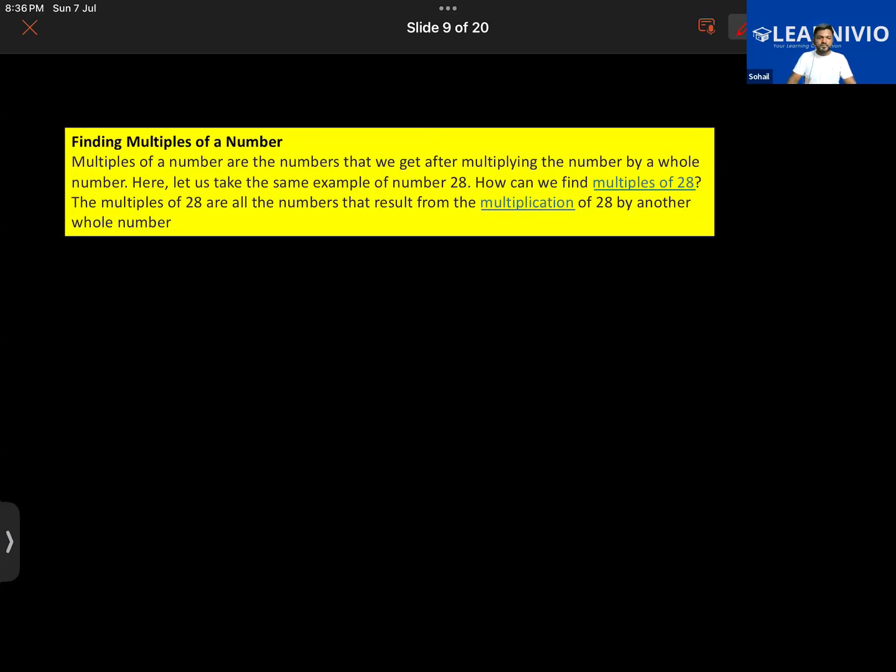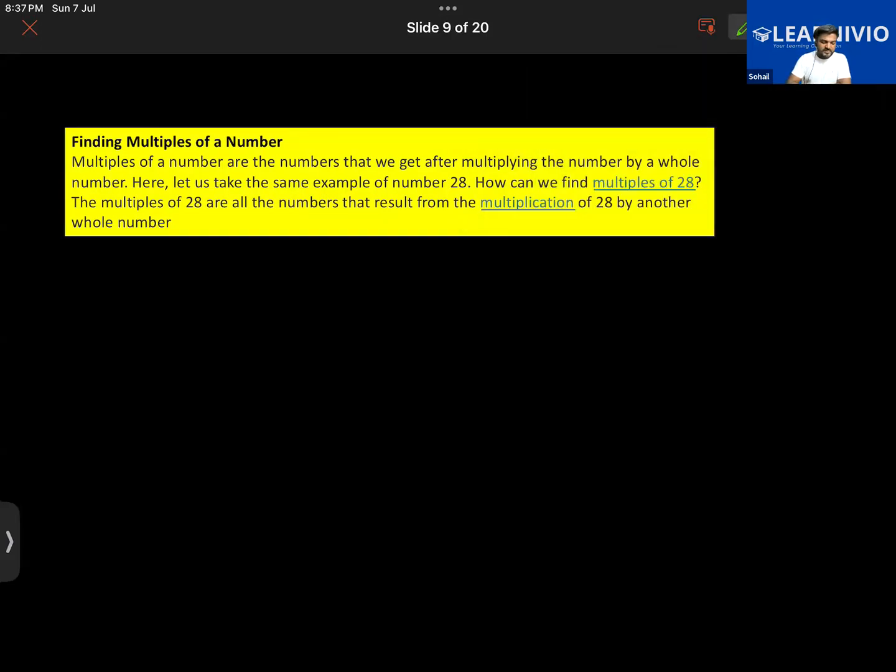Getting it now? A multiple in maths is the number you get when you multiply a certain number by another number. For example, multiples of 5: 5 ones are 5, 5 twos are 10, 5 threes are 15. Basically, you read the table of 5. So 10, 15, 20, 25, 30, 35, 40, 45, 50. These are the multiples of 5. Can you tell me the multiples of 7? 7 ones are 7, 7 twos are 14, 7 threes are 21, 7 fours are 28, like this.